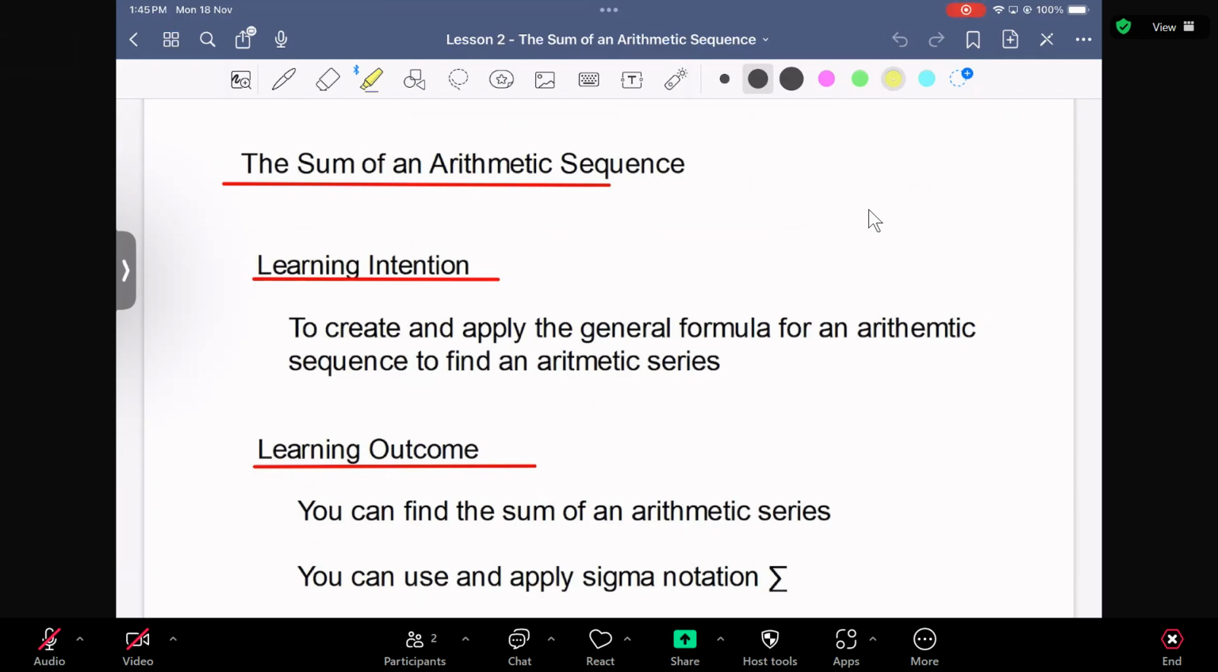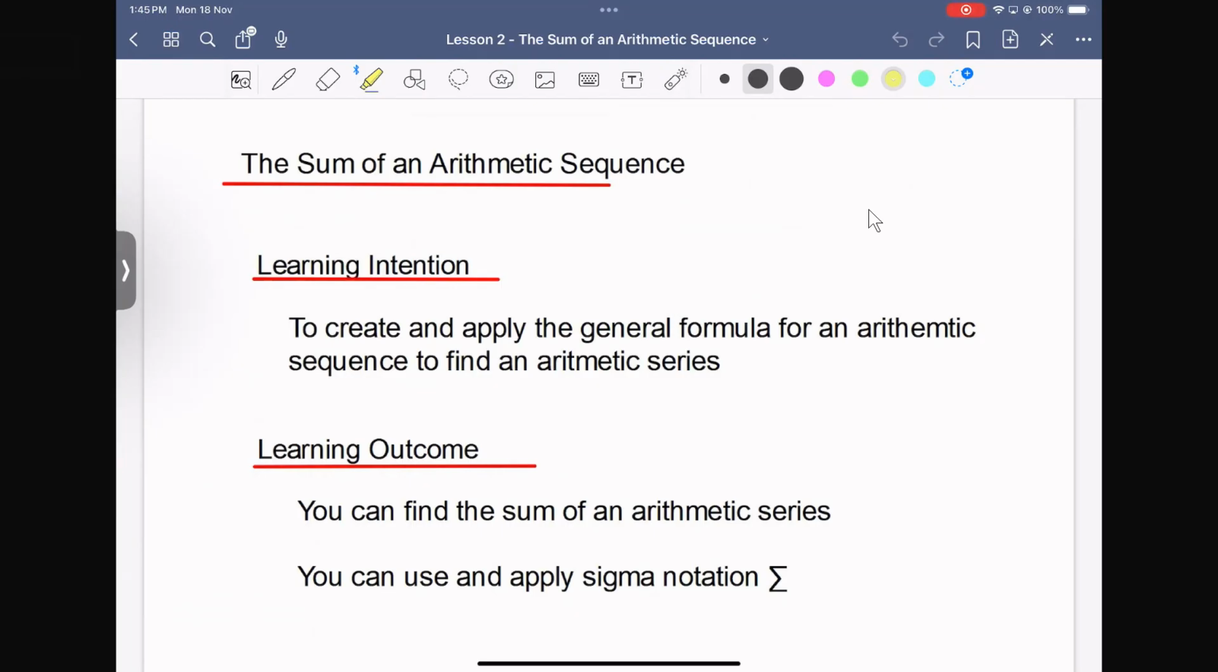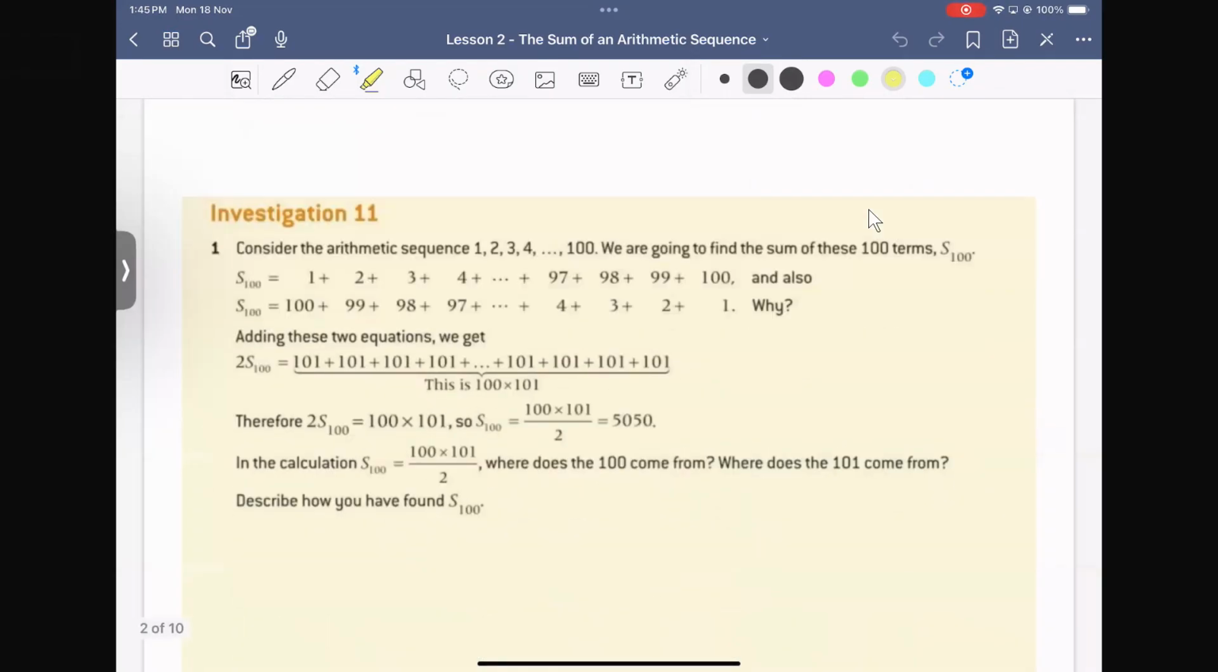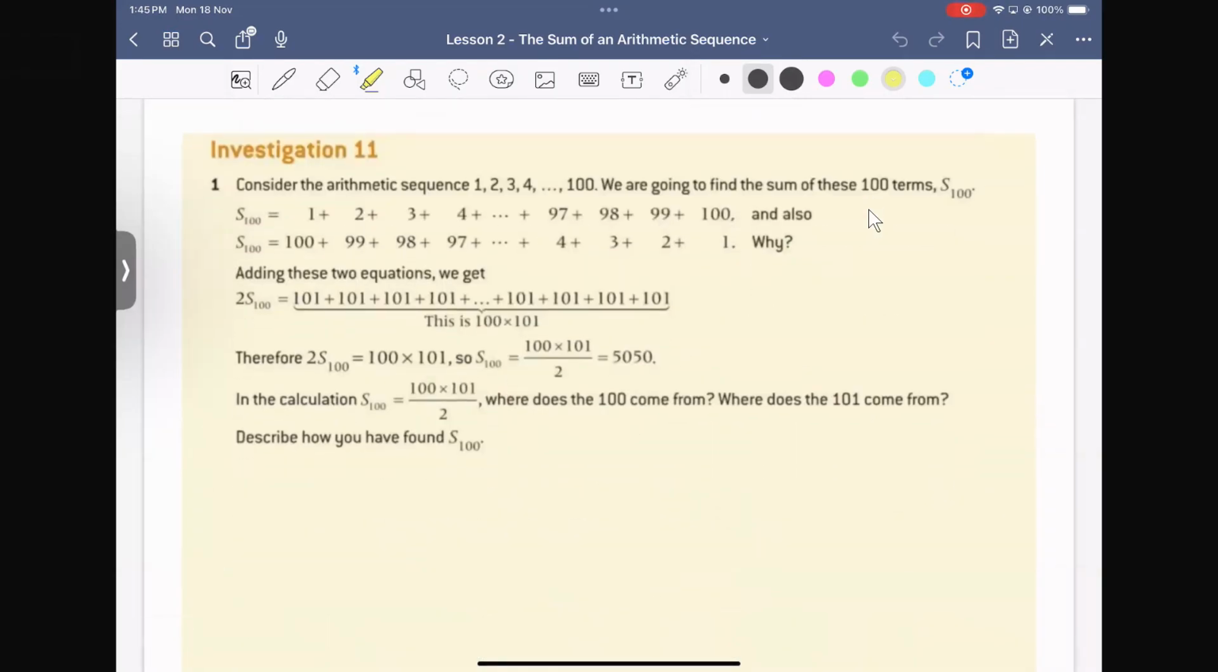What we're looking at today is the sum of an arithmetic sequence. Last week we looked at an arithmetic sequence. If you remember, we move along an arithmetic sequence by adding a constant difference. Today we're going to look at adding them all up and finding the sum of an arithmetic sequence, also known as an arithmetic series. So you've had a little bit of a look at this investigation here.